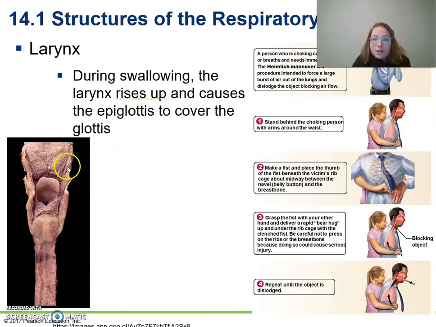And so this shows a view where we can see the larynx from the back. So you've got cartilage in the front, and then you've got this little piece of what's called elastic cartilage. So it's cartilage that's stretchy, and that's called your epiglottis. And when you swallow, the epiglottis comes down and basically folds over and covers the glottis or the space, so that food goes back to the esophagus instead.